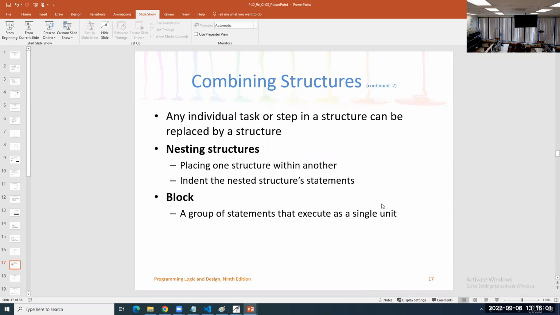Okay, now any individual task or step in a structure can be replaced by a structure. Now we have the nesting structure. Nesting structure, that means you put one structure into another structure here, in the whole another structure.